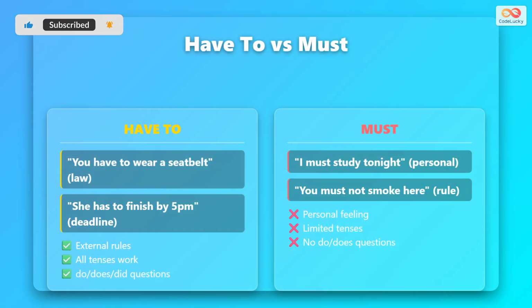Have to shows external rules like laws and deadlines. You have to wear a seatbelt. Must shows personal feeling or internal obligation. I must study tonight. Have to works in all tenses with do questions. Must has limited tenses and no do questions.